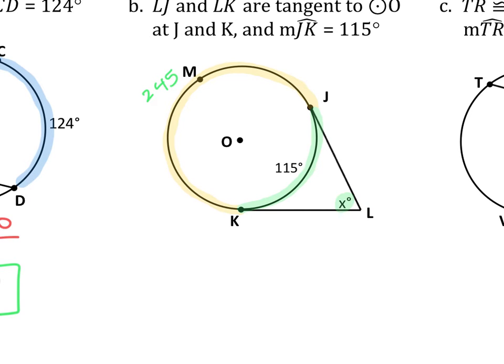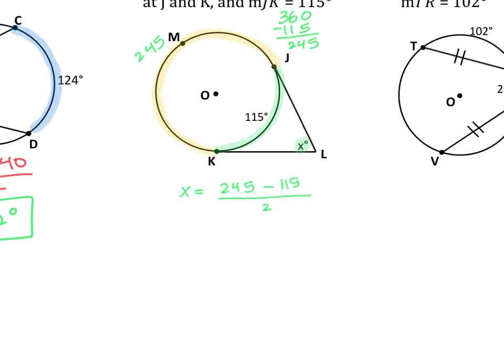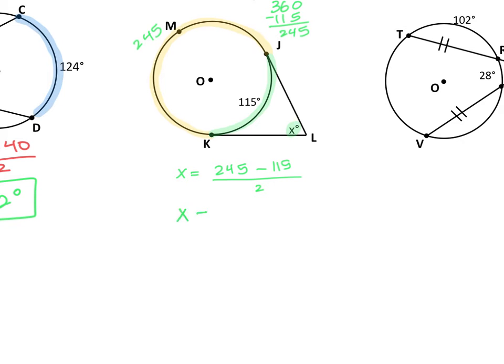So in this case, x is going to be equal to the big arc minus the small arc divided by 2. So again, in order to find the yellow arc, I know that the whole circle is 360. If I know that that's 115, then KMJ is 360 minus 115, and that's going to be 245. So x in this case is equal to 245 minus 115 divided by 2, and that's going to be 65 degrees.